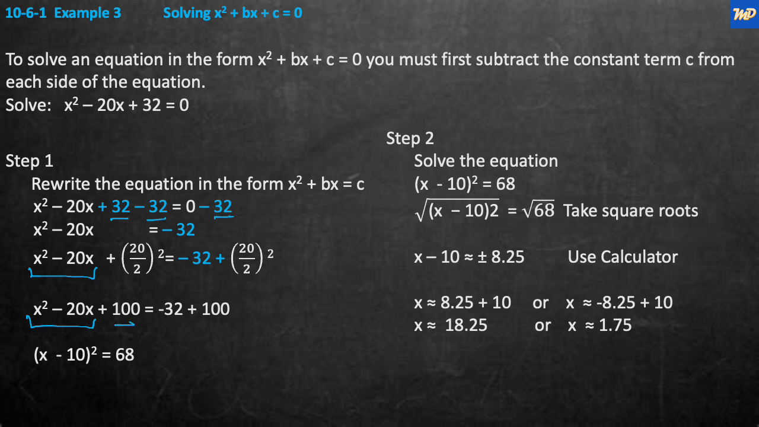20, half of 20 is 10. 10 squared is 100. And that 100 is on both sides. And we added a 32 to start with. Okay? So we still have the negative 32. So the answer, x minus 10, because that's what you put back in for the difference of two squares, x minus 10 squared equals 68.